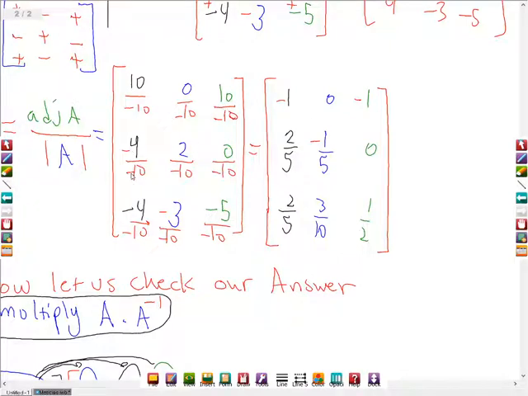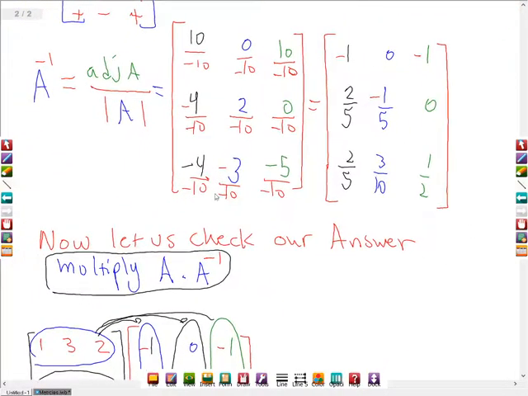Look here, positive 2 over 5. Negative 1, 5. This is 0. Negative and negative, positive, 2 over 5. 3 over 10. Negative 5 over negative 10 is 1 half. Good? This is my A inverse. This is my answer. That's so nice.